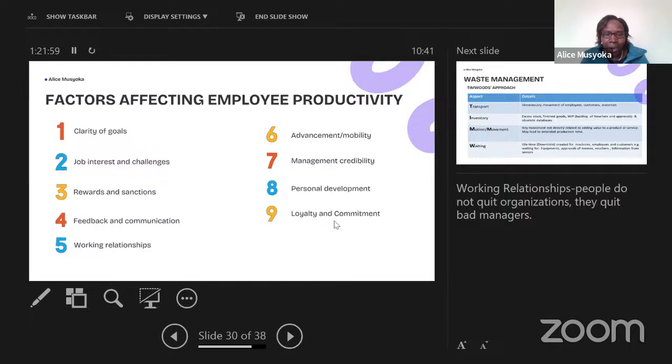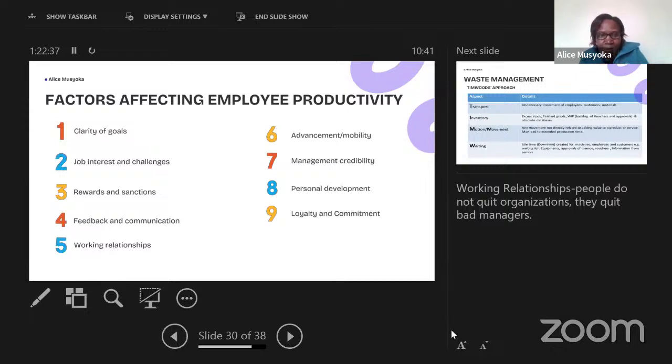Then we look at loyalty and commitment. Our employees, are they loyal to the organization? Are they committed to their work? That is also very key. Are they likely to recommend your organization to someone else who is looking for a job? That has to do with loyalty, which is very key. Because if an employee does not have loyalty and commitment at the workplace, then you find they are not going to be productive at the workplace.